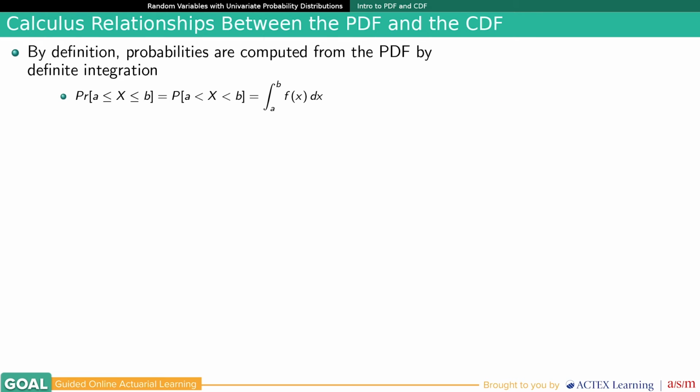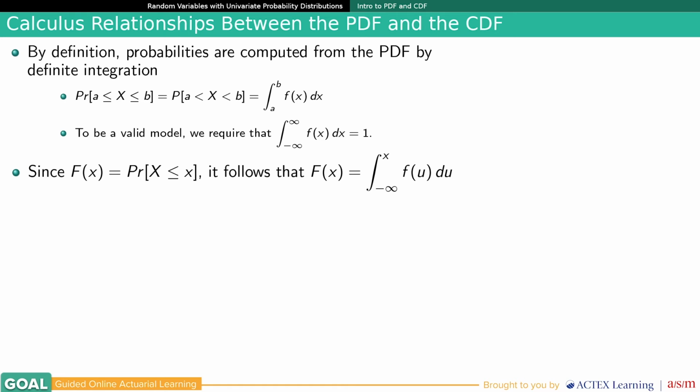The probability that x is between a and b, and it doesn't matter whether it's inclusive or exclusive, whether it's less than or equal to's or strict less thans, can be computed as the definite integral of the PDF as x goes from a to b. To be a valid model, we require that the integral over all x, from minus infinity to infinity, equal 1 in the abstract. Since capital F of x, the CDF, by definition, is the probability that capital X is less than or equal to little x, it follows that that can be represented as an integral as well. Capital F of little x is the integral of the PDF from minus infinity to little x.